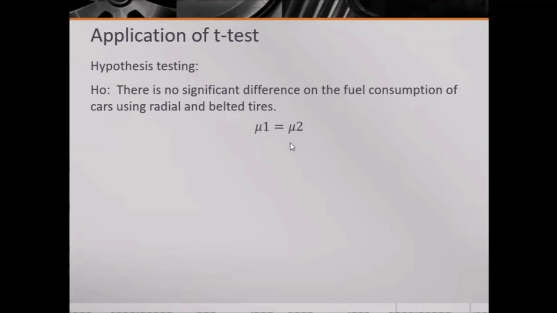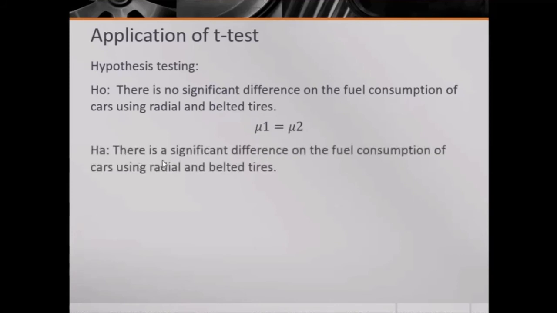Ngayon, pagdating naman sa alternative natin, there is a significant difference on the fuel consumption of cars using radial and belted tires. So may pagkakaiba para sa ating alternative. Ang mangyari ngayon sa ating notation, yung mu1 natin and mu2 are not equal, kasi sabi ng alternative, there is significant difference. Okay, so dito magbabase yung ating magiging conclusion, decision and conclusion.